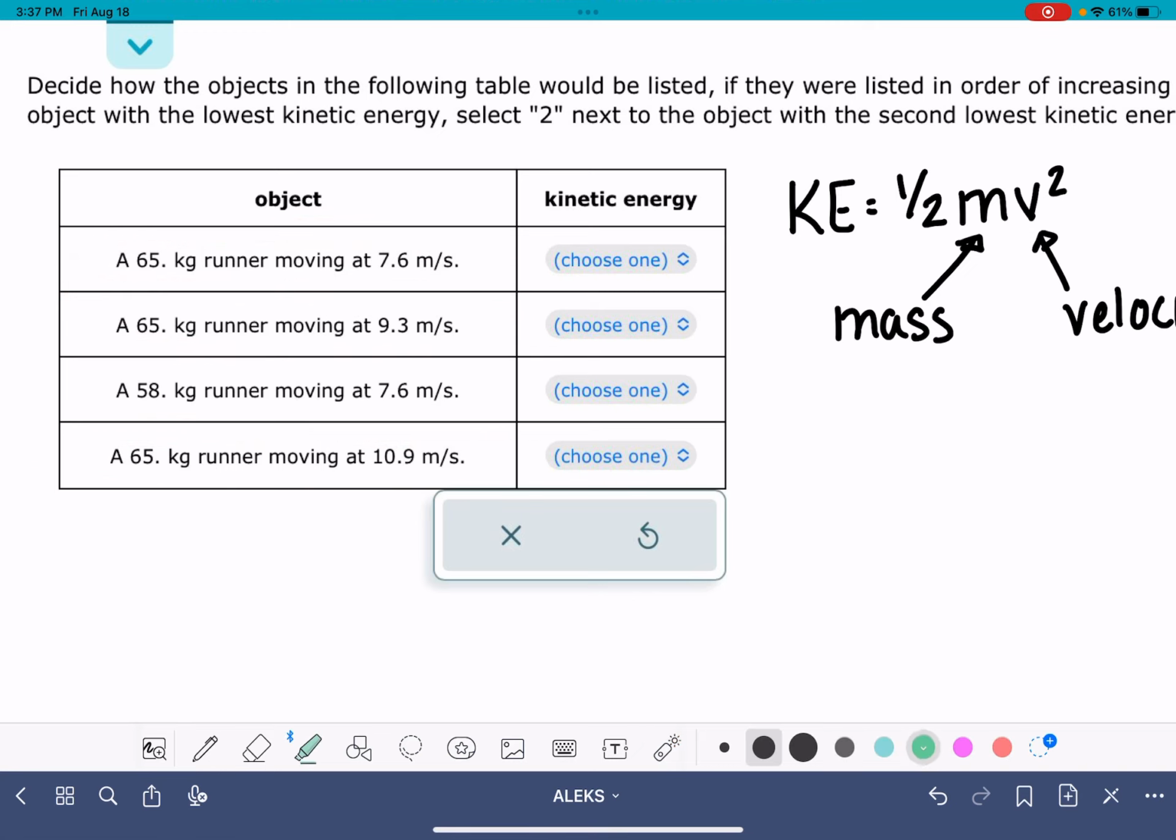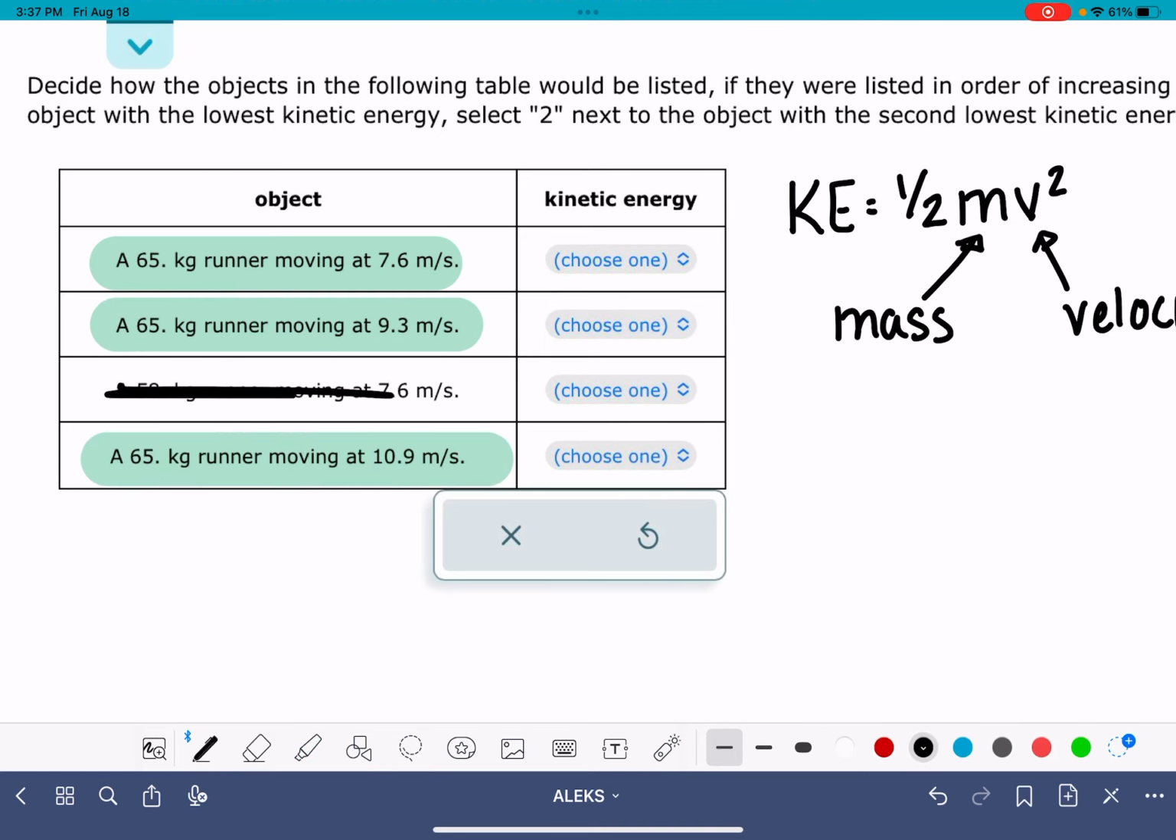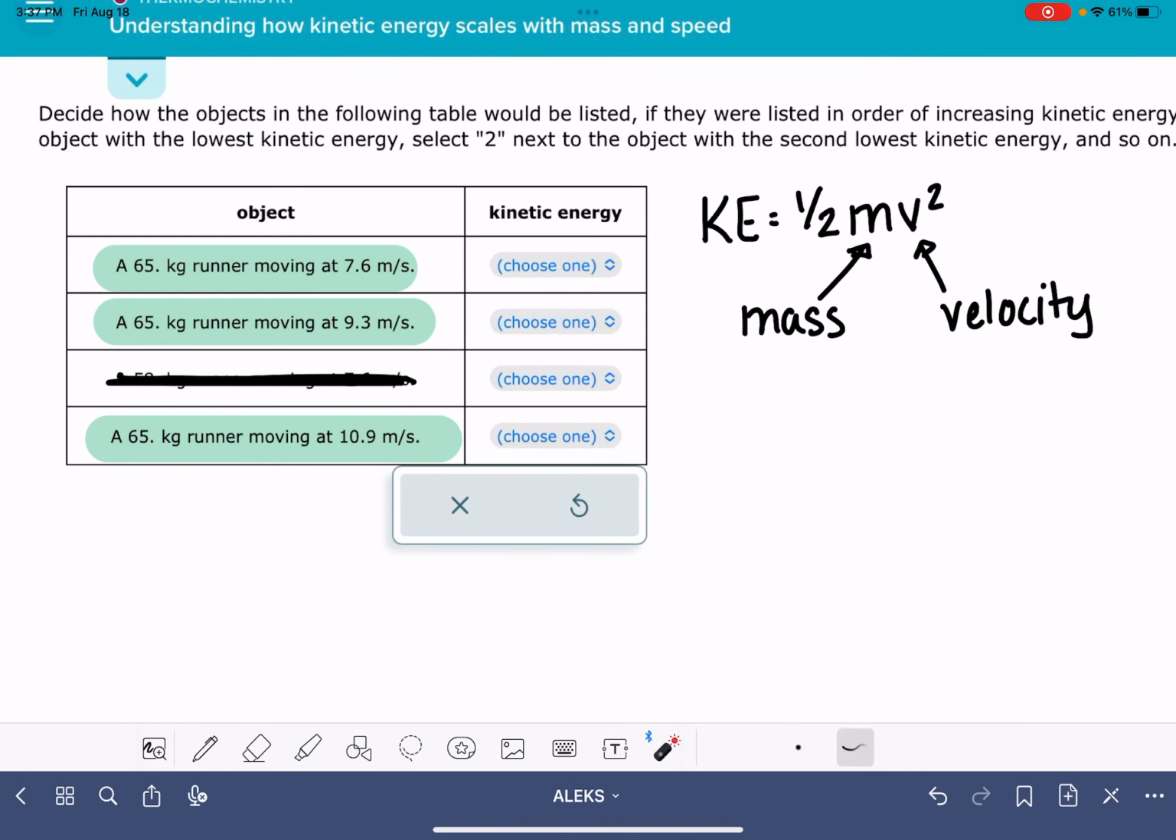I am going to choose to start by comparing my 3 objects that all have the same mass. Because all of these objects have the same mass, when I'm calculating their kinetic energy, the value of mass is going to be the same every single time, and their relative kinetic energy is going to be based only on their velocity. As the velocity increases, kinetic energy increases. So for these 3 objects, the one that has the highest velocity is going to be the one that has the highest kinetic energy. And in this particular problem, ALEKS is ranking the highest kinetic energy as number 4. And as the velocity of these objects decreases, their kinetic energy decreases as well.